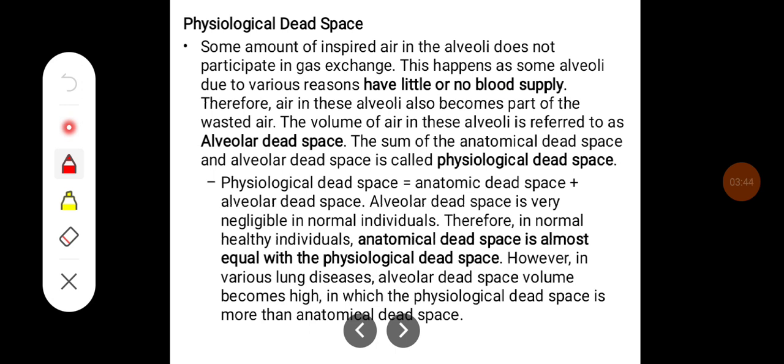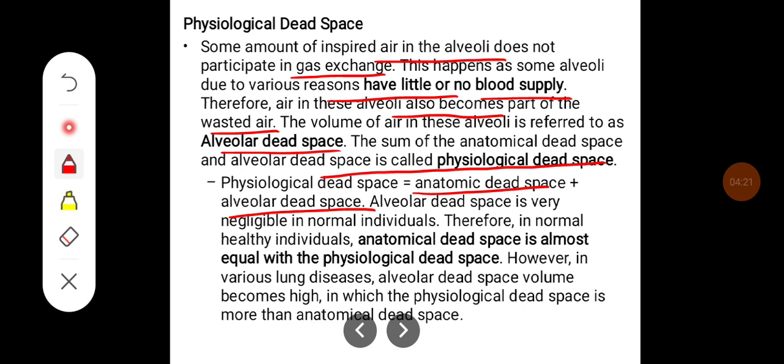Physiological dead space. Some amount of inspired air in the alveoli does not participate in gas exchange. This happens as some alveoli, due to various reasons, have little or no blood supply. Therefore, air in these alveoli also becomes part of wasted air. The volume of air in these alveoli is referred to as alveolar dead space. The sum of the anatomical dead space and alveolar dead space is called physiological dead space. So, physiological dead space equals anatomical dead space plus alveolar dead space.